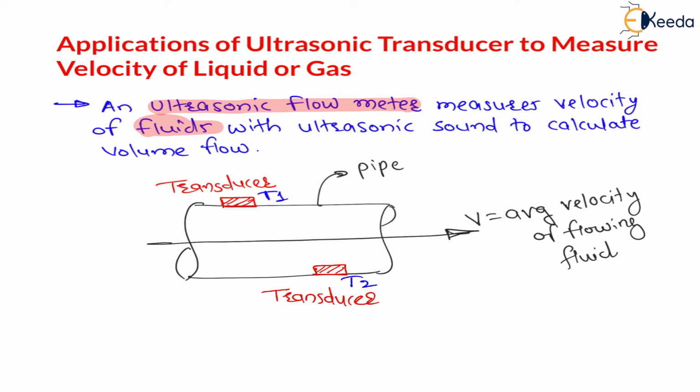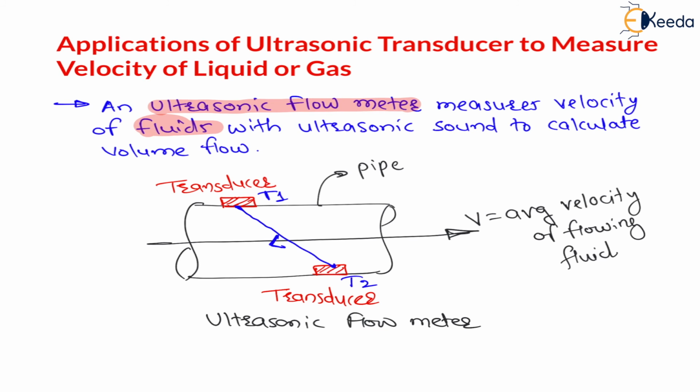And my dear students, let us say the distance between both transducers is L. Here this inclined distance between the transducers is L, right? Now these are some of our assumptions. And my dear students, this complete arrangement is called an ultrasonic flow meter.